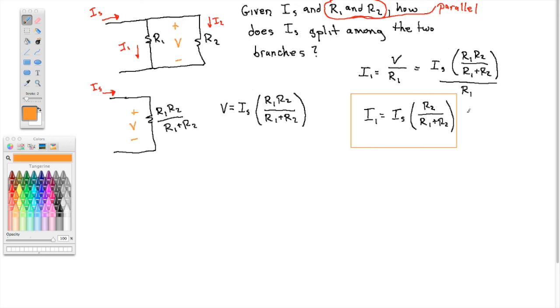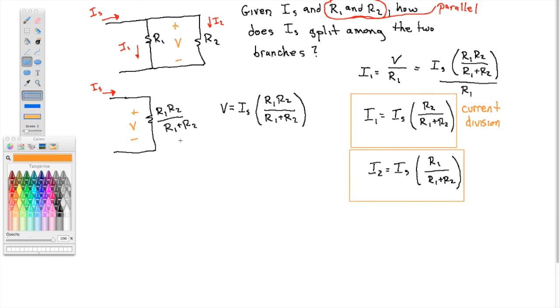This is called current division. And similarly, if we did the analysis, I'll leave you to do it, you would find that I2 is equal to IS times R1 over R1 plus R2. Okay, that's also current division. This is the dual of voltage division.